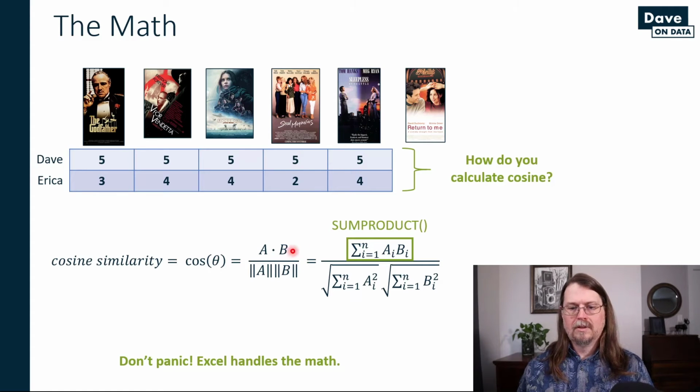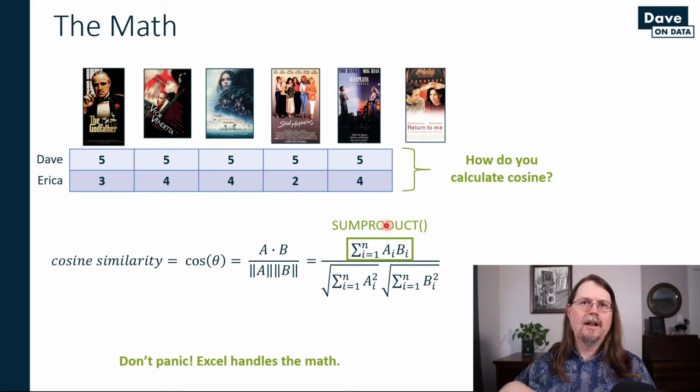That's all it is. This is also known as the dot product, but in Excel terms, it's the SUMPRODUCT function. Easy peasy. And later on in the video, I will actually show you an Excel spreadsheet where this is actually done so you can see it in action. Okay, so that's the first part.